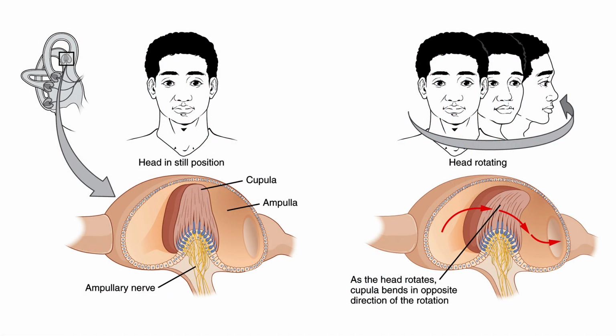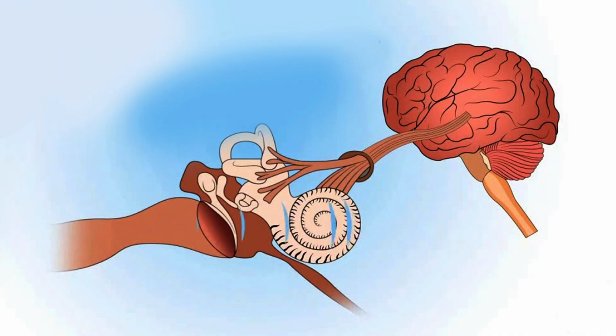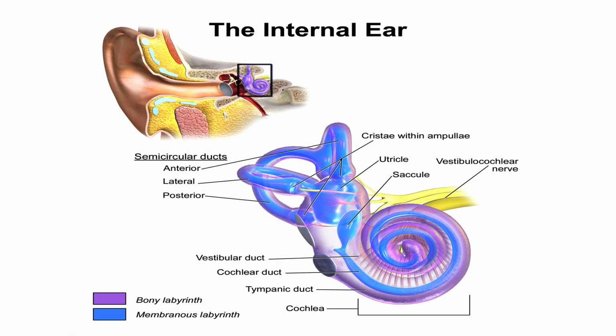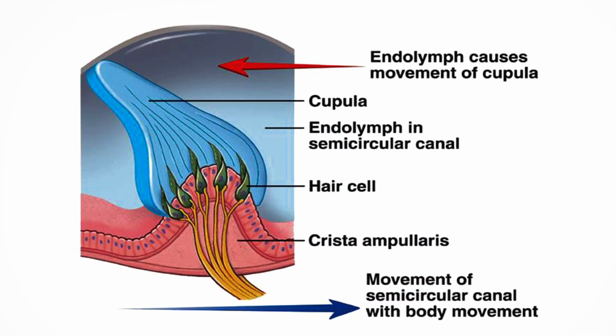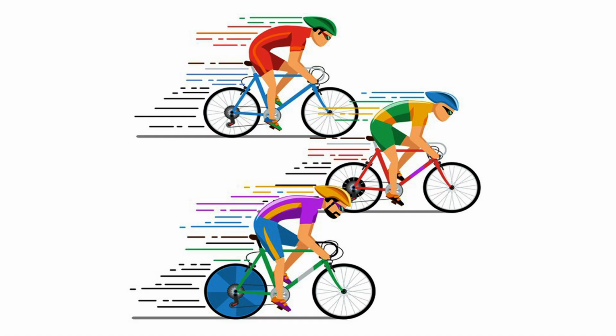In the canals, the moving fluid bends the hair cells, which act as receptors and send neural impulses to the brain. Because there are 3 canals, each positioned on a different plane, rotation in a given direction will cause the hair cells in one canal to bend more than the hair cells in the other canals. The semicircular canals and the vestibular sacs signal only changes in motion or orientation. If you were blindfolded and had no visual or other external cues, you would not be able to sense motion once your speed reached a constant rate.